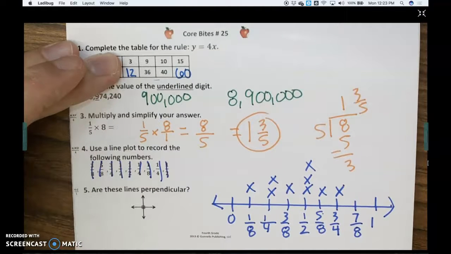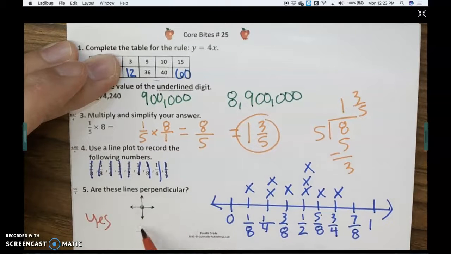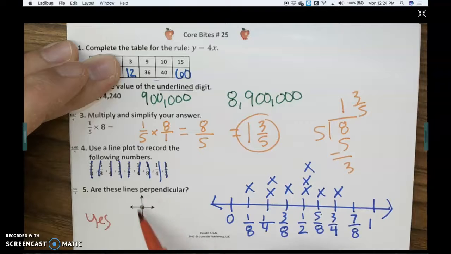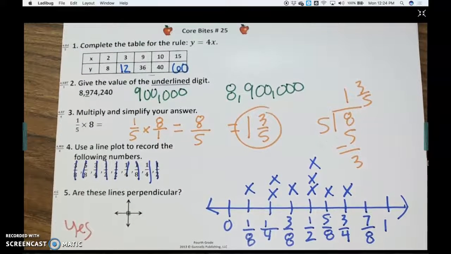And then your last question asks, are these lines perpendicular? And you would say yes, because they're at a right angle. They're all at right angles. And perpendicular means they all meet at that right angle. 2 lines intersecting right there. So yes, that would be perpendicular. So please check your answers.